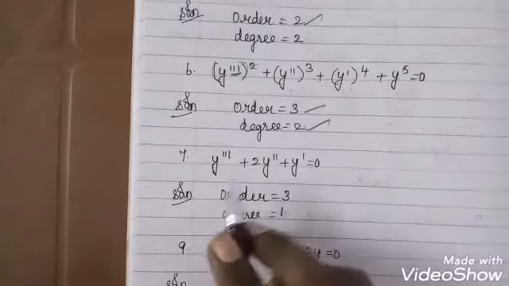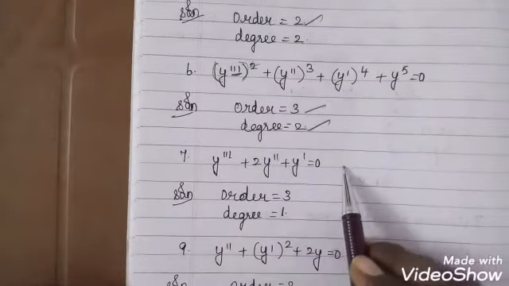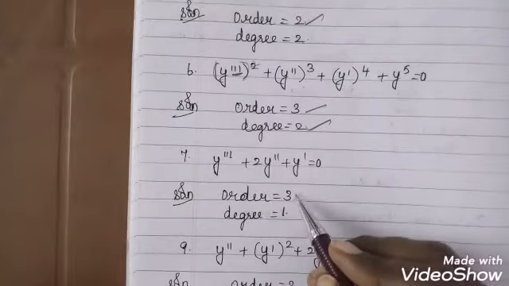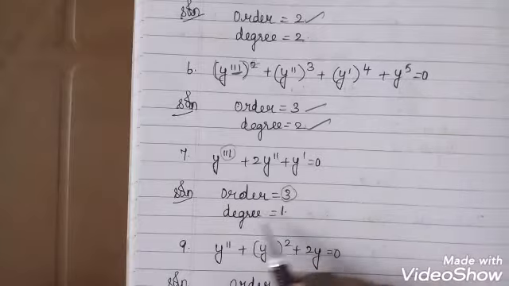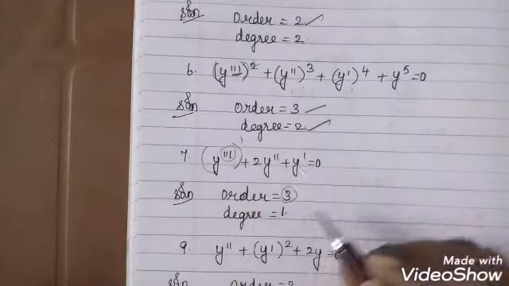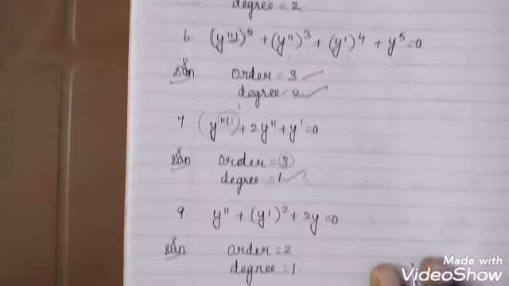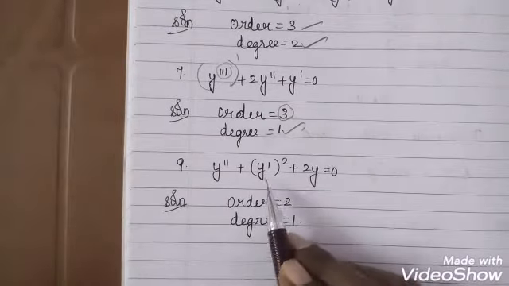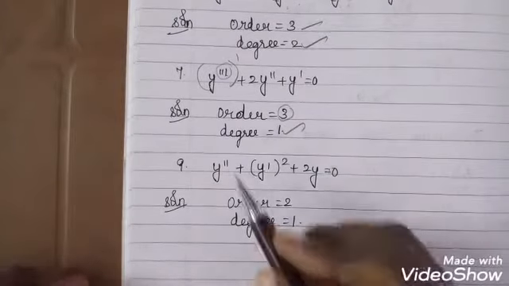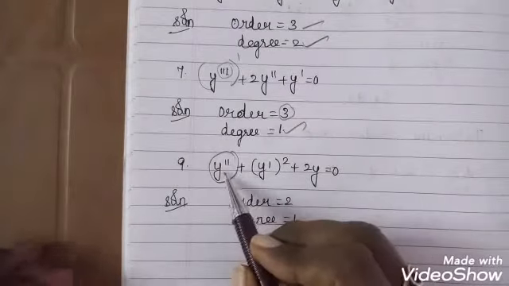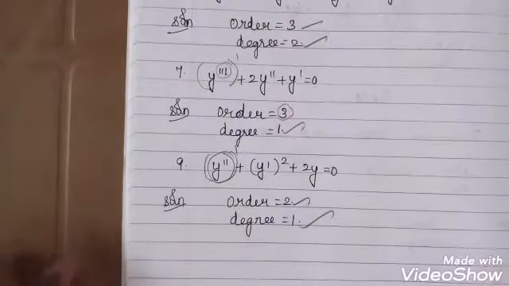Now the seventh question, y triple dash plus 2y double dash plus y dash is equal to 0. So what is the order of this equation? Order is equal to 3. And what is the degree of this equation? The degree is equal to 1. You understood? Same way, the ninth question, y double dash plus y dash the whole square plus 2y is equal to 0. So what is the highest order you get here? Highest order is 2. And what is the degree of this equation? It's equal to 1.